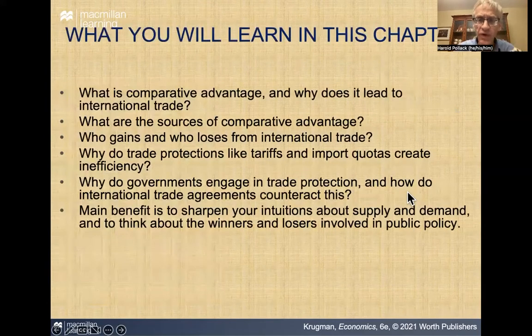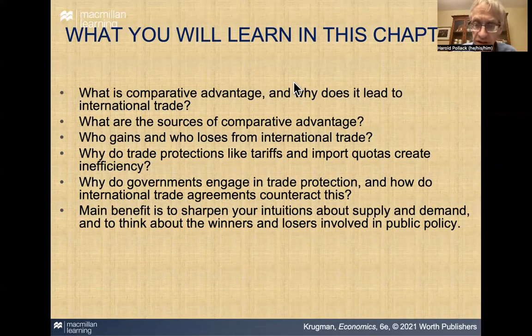So some of it we've already picked up, like what's a comparative advantage and why does it lead to international trade? What are the sources of comparative advantage? Who gains and who loses from international trade? Why do trade protections like tariffs and import quotas create inefficiencies? And of course, why do governments sometimes engage in trade protections, and international trade agreements at least try to counteract this? There have been pluses and minuses, but I think the main thing is it can sharpen your understanding of supply and demand and how public policies interact with the basic model.